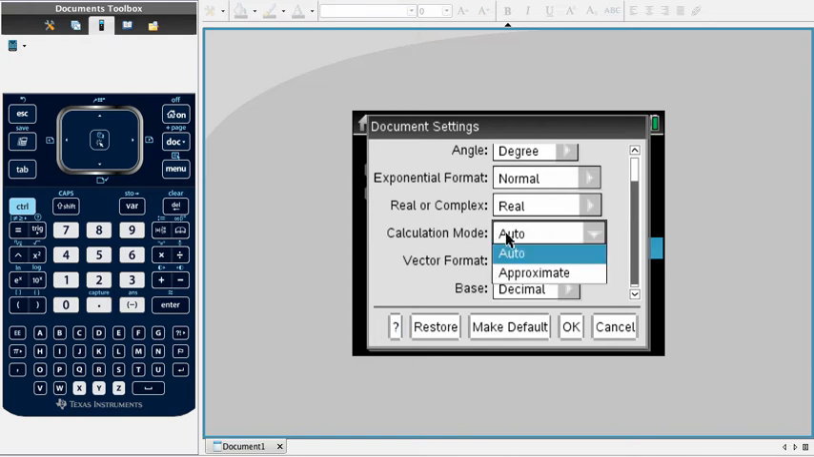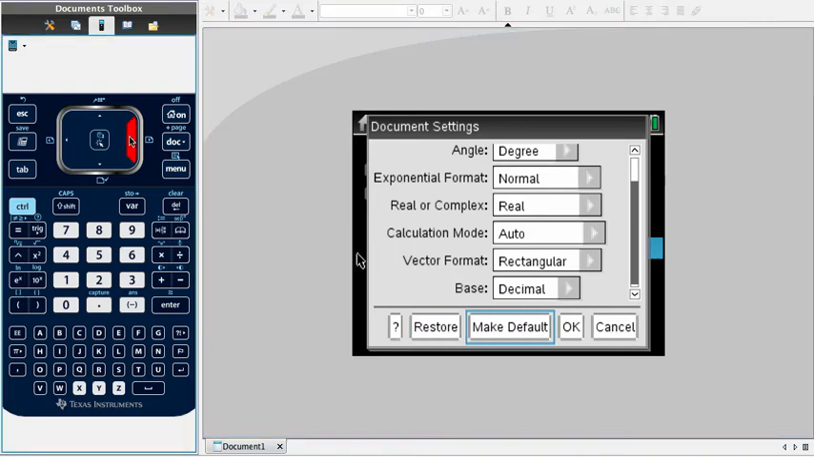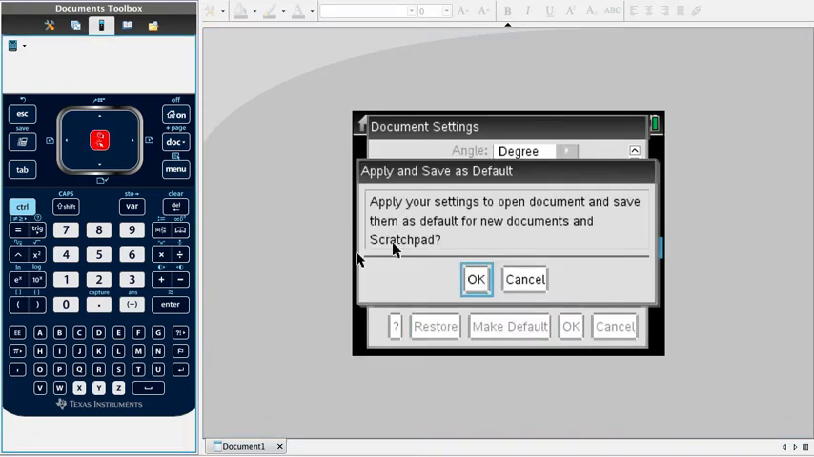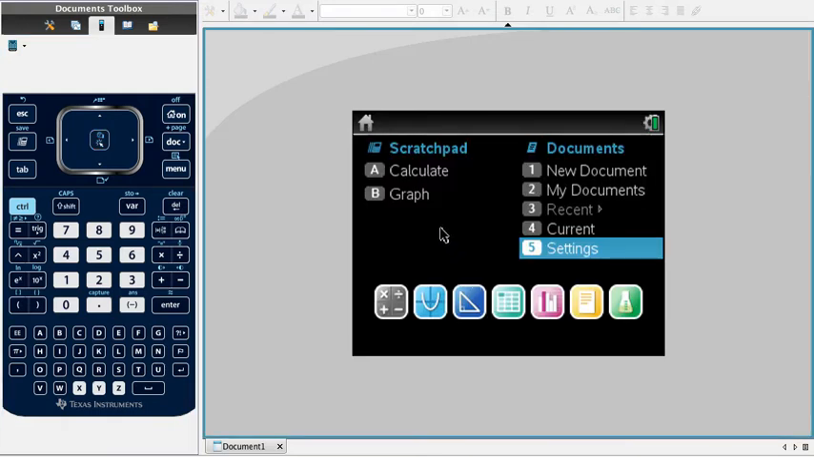You'll notice this calculation mode. There's auto and there's approximate. We're going to leave it on auto for now. And then we're going to say that we want to make this our default. So we're going to click on make default. And are we wanting to do this? Yes. Okay. All right. So our settings should be set up the way we want. So now let's go to the scratch pad and see what we can do.